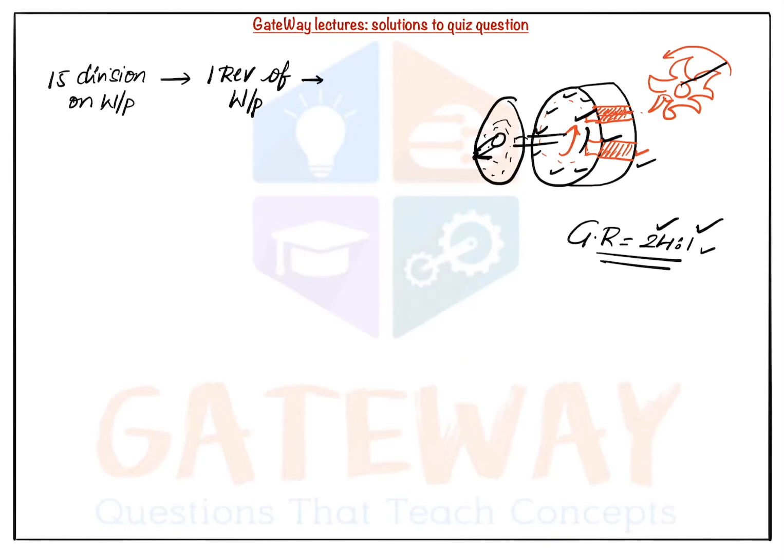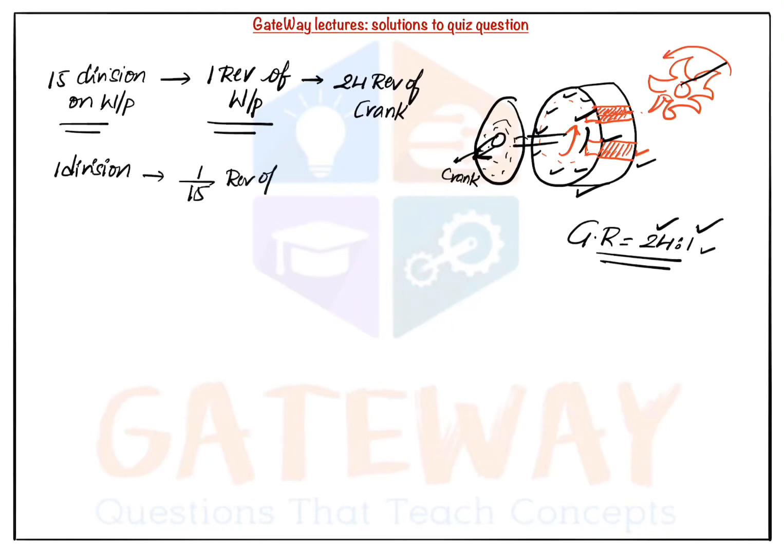So the gear ratio is 24:1. So the indexing crank should be rotated 24 times in order to rotate the workpiece one time. Here, for 15 divisions on the workpiece, for one revolution of the workpiece, we need to rotate the crank 24 times. Then to make one division, we need to make 1/15th revolution of the workpiece, nothing but 360/15 degrees. That is nothing but 24/15 revolutions of the crank.